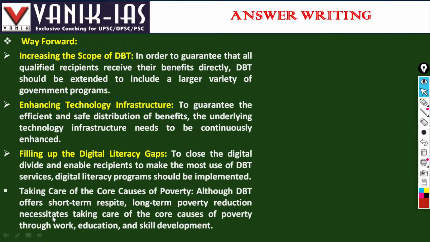Way forward: increasing the scope of DBT in order to guarantee that all qualified recipients receive their benefit directly. The DBT should be extended to include a large variety of government programs. So, beyond the subsidized stipend, others should go the DBT way. Enhancing technology infrastructure to guarantee the efficient and safe distribution of benefits. The underlying technology infrastructure needs to be continuously enhanced.